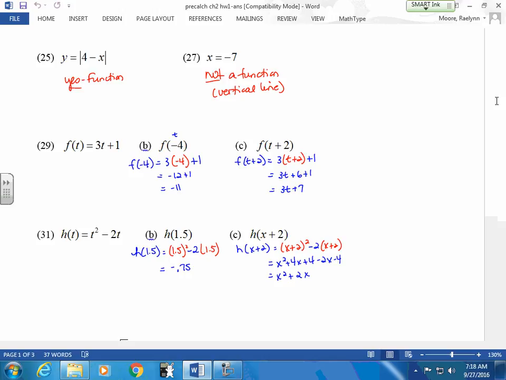Absolute value, yep, it has a little transformation, but that's okay. It's still a function. Every x that I put in will only give me one y. This is a vertical line. X equals -7. Vertical line is not a function. That one x has all those different y's. That's not a function.